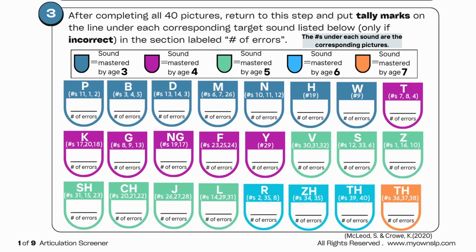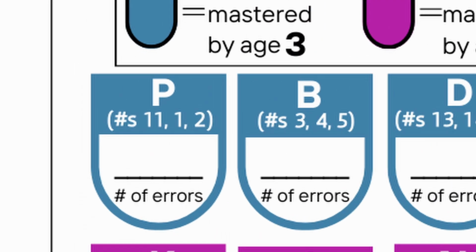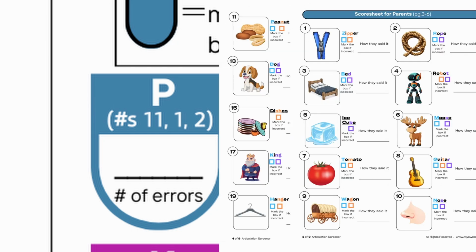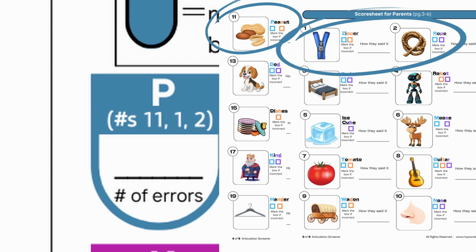So one way you can go through and score this, you can start right here with the P sound, and if you look under each letter in parentheses, there are a few numbers. These numbers are the numbers assigned to each of the pictures that tested that specific sound. So if you look right here on the P, it has numbers 11, 1, and 2. You can go back in the form and you can see on numbers 11, 1, and 2, we're testing for the P. And you can look and see if there were any errors or any mistakes made that you marked off that box underneath a P.